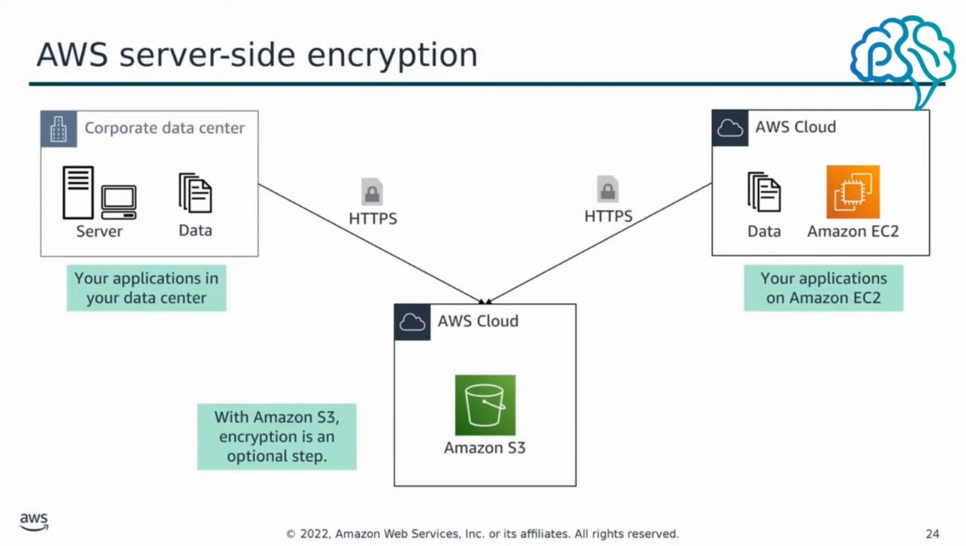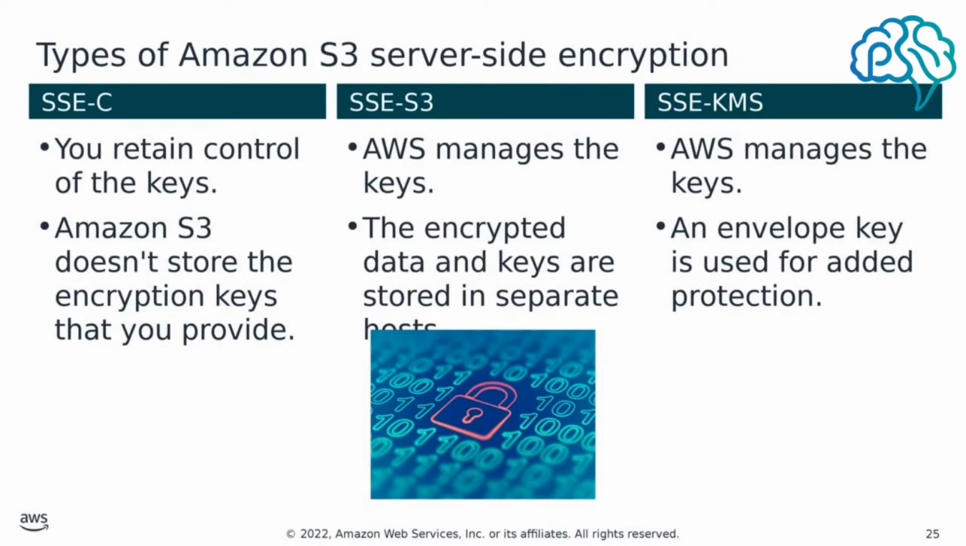So your source data comes from a system in the data center or an EC2 instance. You would then, let's say, upload the data over an HTTPS connection to any of the AWS services that support the automatic server-side encryption. So let's talk about the different kinds of automatic server-side encryption. So SSE with customer-provided keys, that would be a customer-provided key where you would manage the encryption keys. Another one would be the SSE with Amazon S3 managed keys.